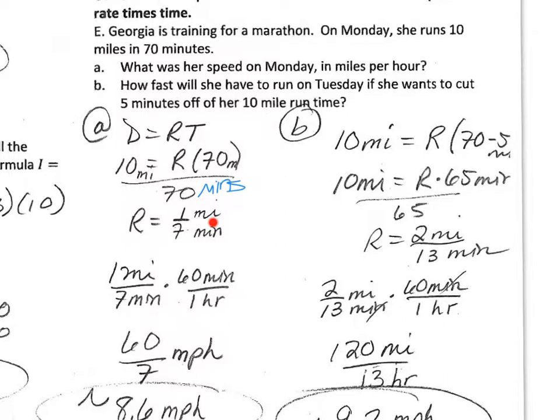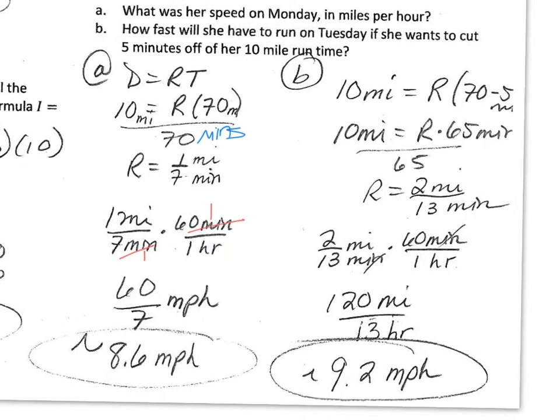Now they're asking you in miles per hour, so you have to do a conversion. Take that mile over minutes, convert the units of minutes into hours by multiplying by this conversion fraction, and then that gives us 60 over 7. And when you use your calculator, that gives you about 8.6 miles per hour.